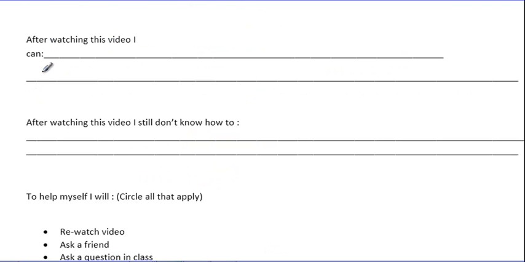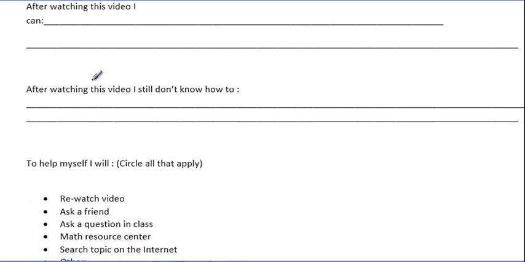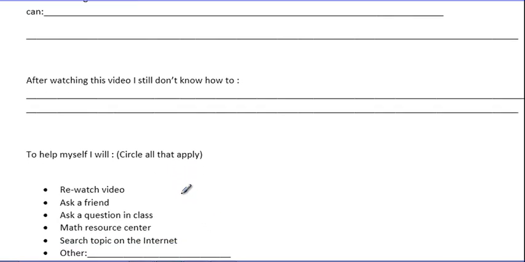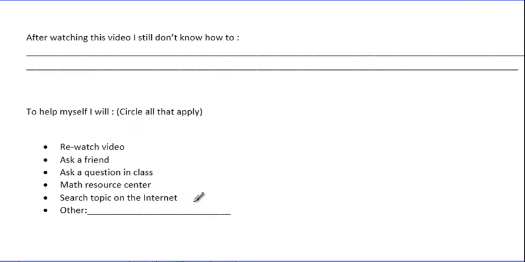So, here we go. We're at the end. Remember, this is something you have to do if you want credit for your homework. Very simple. After watching this video, I can. You could say something like change subtraction into addition and follow the rules for addition. If you're struggling with something, please write that down, whichever one of these will work for you. See you tomorrow in class.